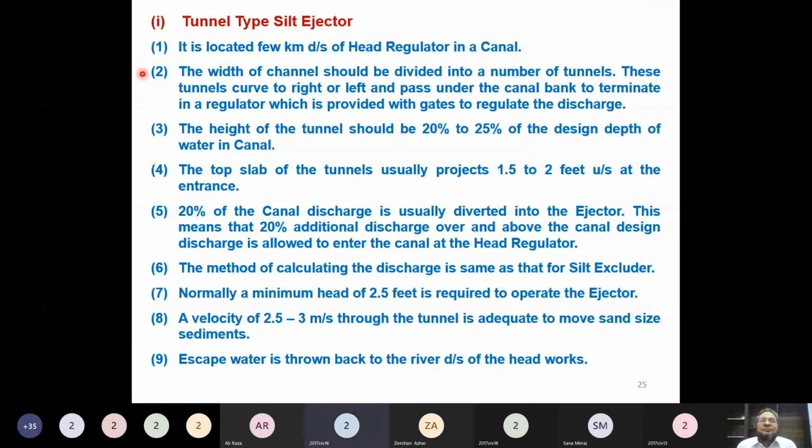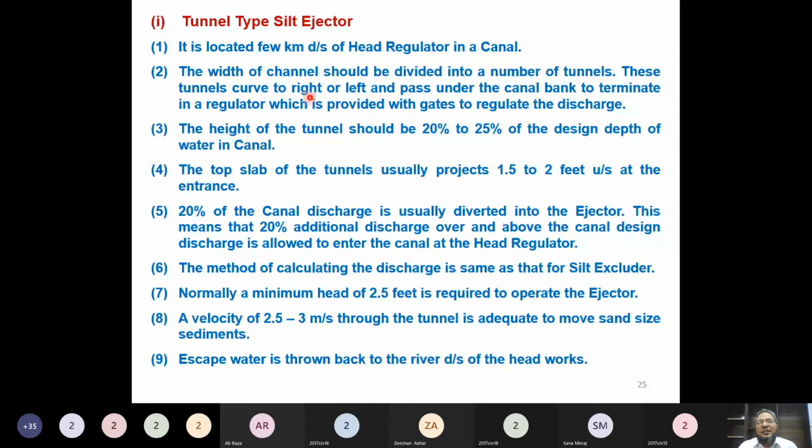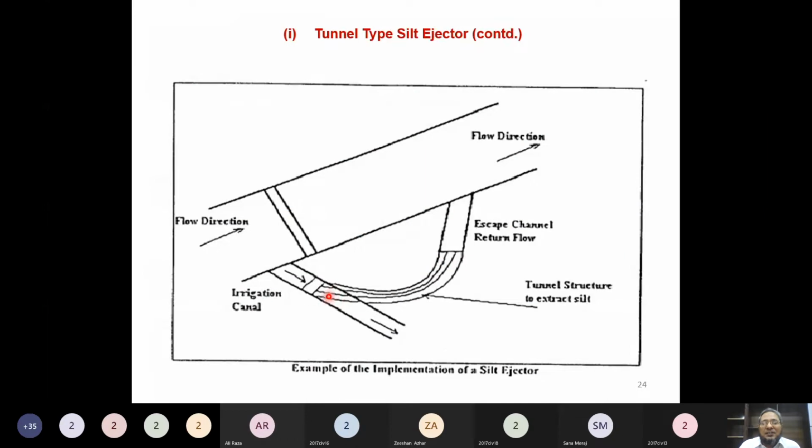Okay, sir. All right. The width of the channel should be divided into a number of tunnels. This is what we are talking about at the silt ejector. So this width is divided into a number of tunnels, like the tunnels we saw in the case of the silt excluder. These tunnels curve either to the right or left and pass under the canal bank to terminate in a regulator, which is provided with gates to regulate the discharge. So a regulator is also provided here. But these tunnels pass under the bank of the canal. So these are the banks of the canals, and these are at a lower level. And these are basically the tunnels. So the water which carries more sediments in the lower layers moves here, and then it is discharged into the main river.